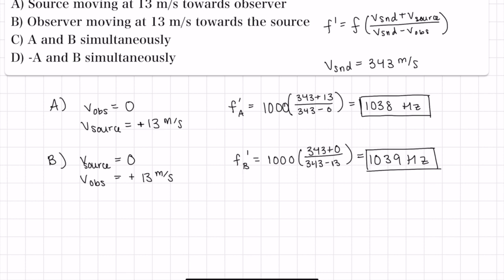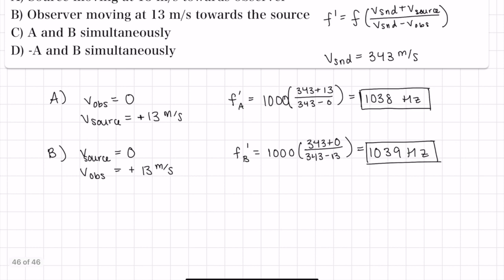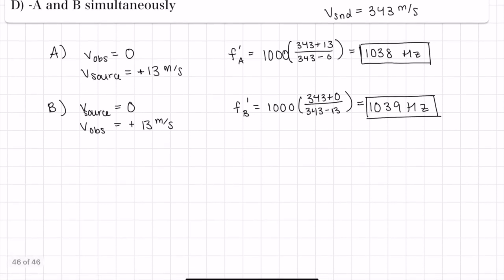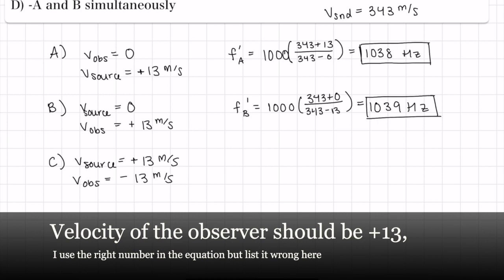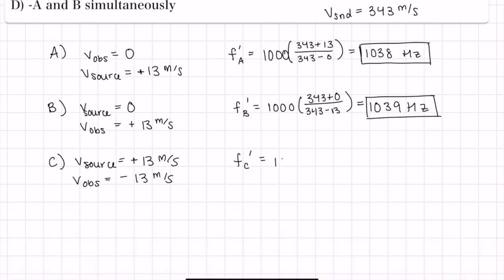And what I mean by A and B simultaneously is that the source and observer are moving towards each other with the same velocity. So all I mean by this is V source is plus 13 and V observer is plus 13, which would give us F C prime equals 1000 times (343 plus 13) over (343 minus 13).